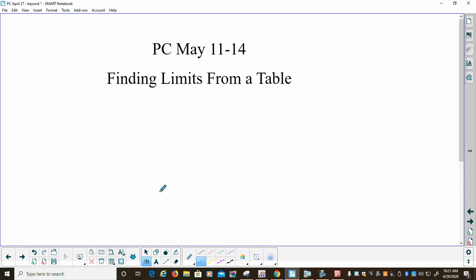So what you guys are doing is looking at finding limits by using a table. I'm going to be jumping back and forth between this and Delta Math, because Delta Math is an interactive one this time, and so just being able to take a screenshot and posting it here isn't going to work.